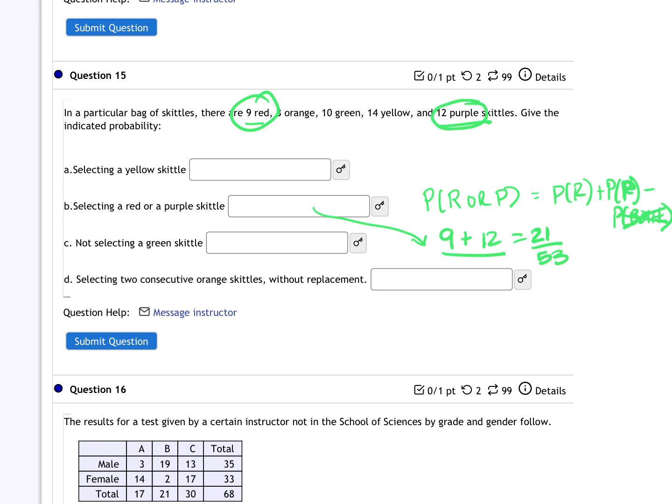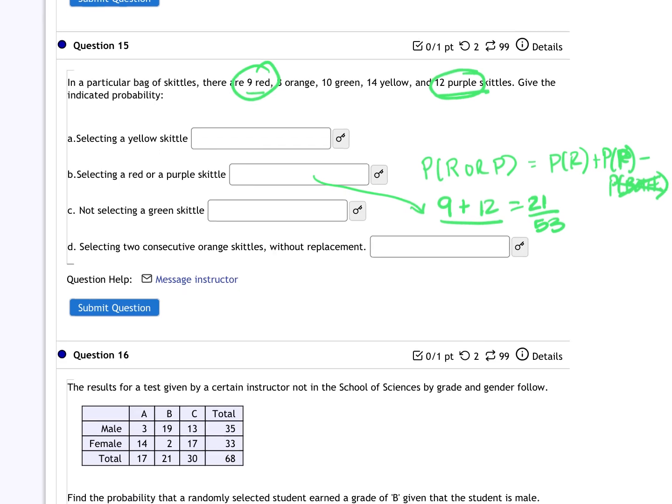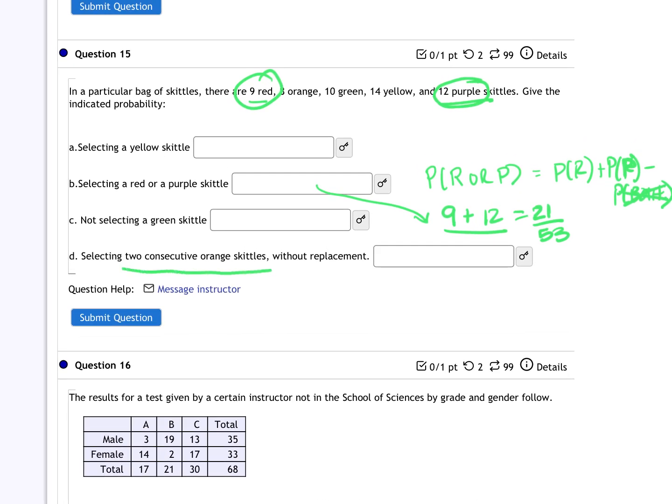All right, so that is B. That's the only one that was requested there. Just go 2 consecutive orange Skittles, just because this is a good problem to know. The first one is orange, is 8 out of 53. And the second one, without replacement, 7 out of 52 left. Okay, multiply those out, and that will be your probability. Moving on to 17.